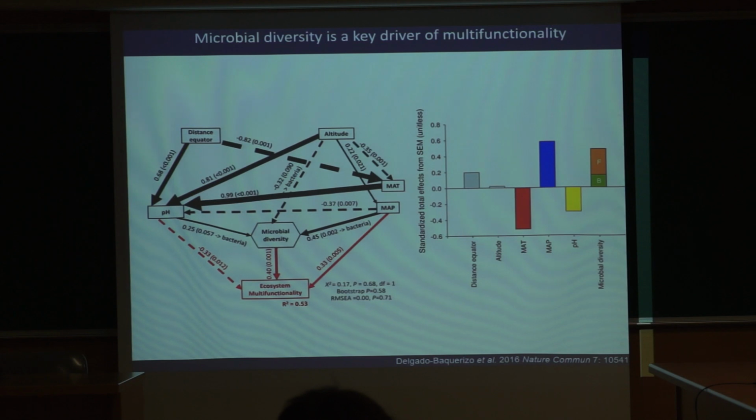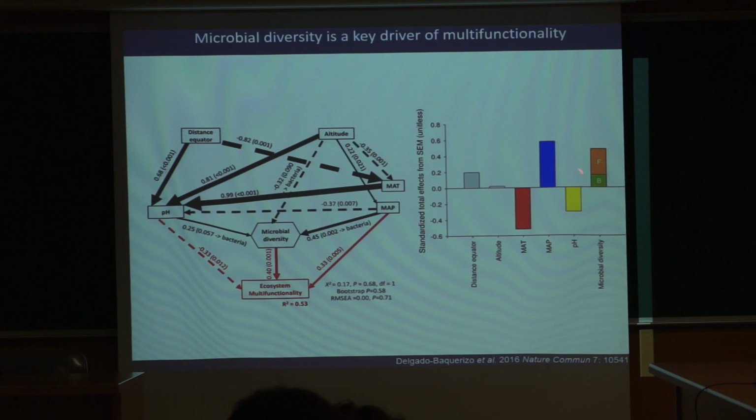This is something that I always like to remark, because it's a common critique that we obtain from this type of work, which of course I assume is not a critique of our work, it's a critique of this type of data, this type of observational studies. But still, we found evidence, according to these models, that microbial diversity has a direct effect on ecosystem multifunctionality.